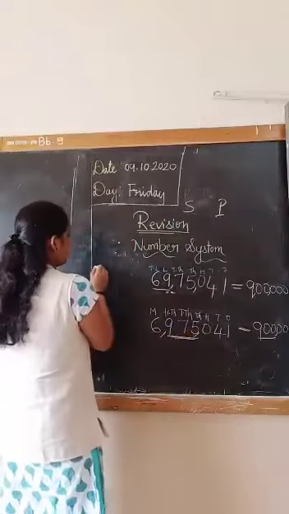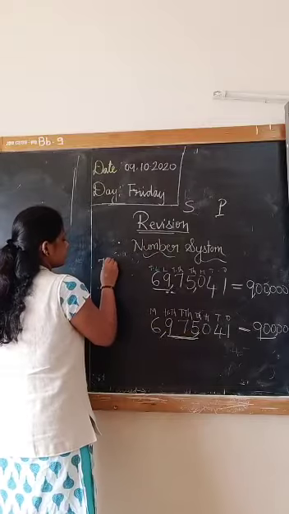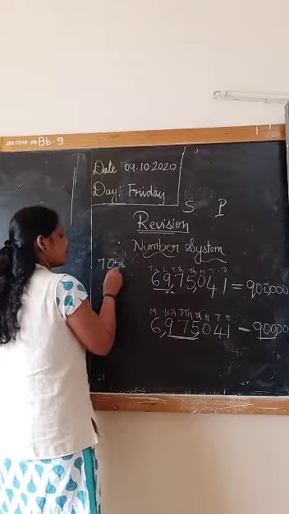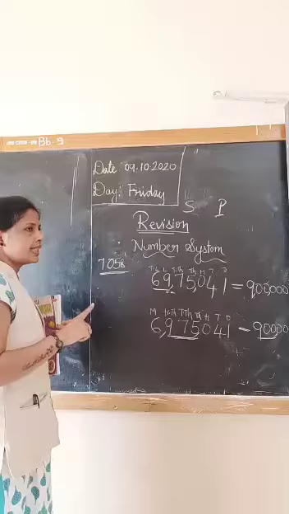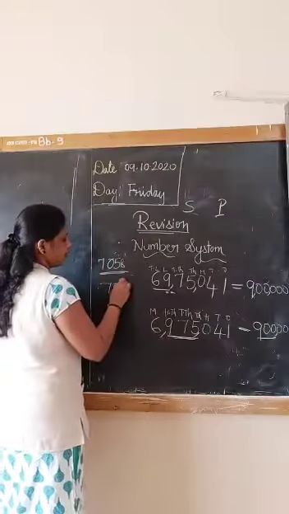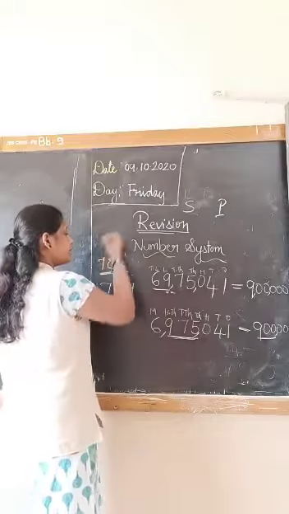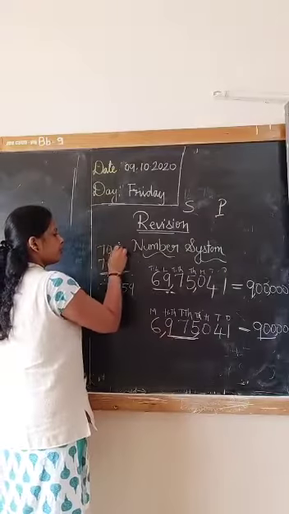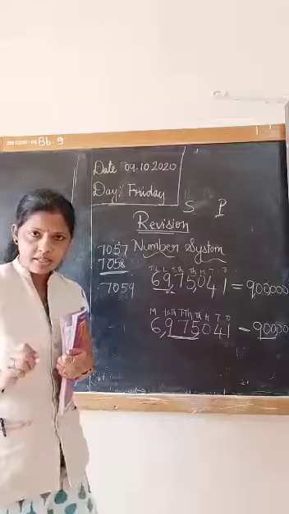Now, if I write 7058, what is the successor of it? Successor means after. So 7059, and the predecessor is 7057. Now this is just the successor and predecessor.